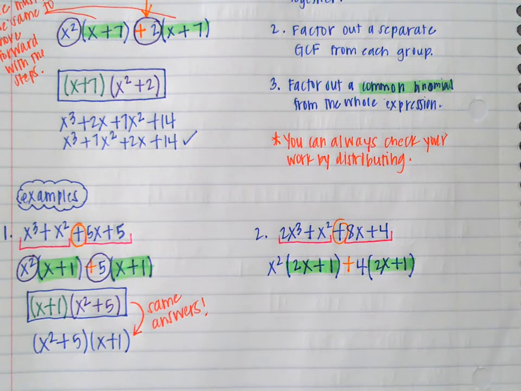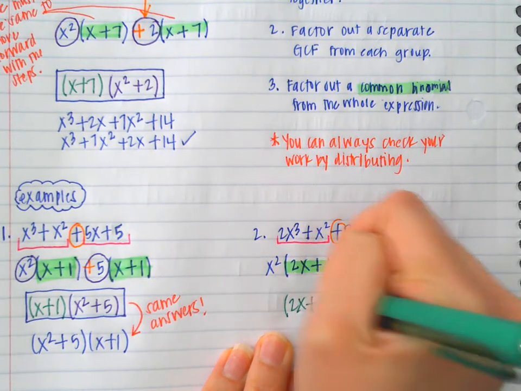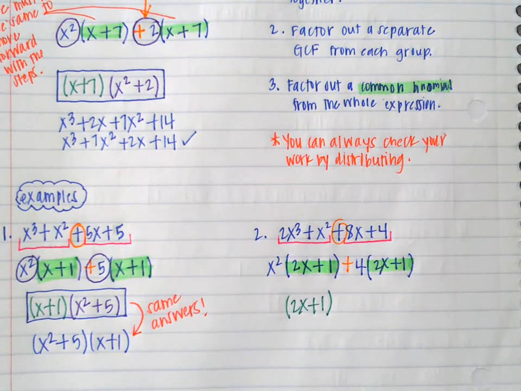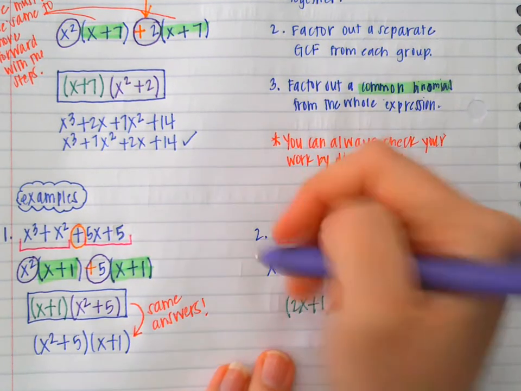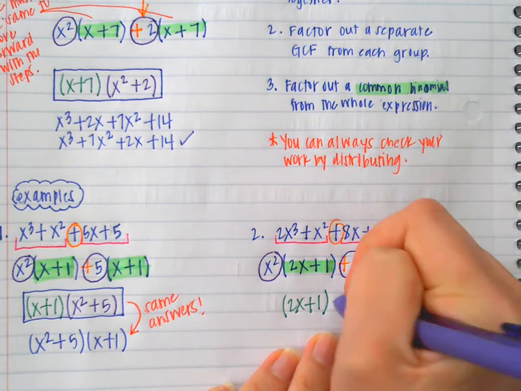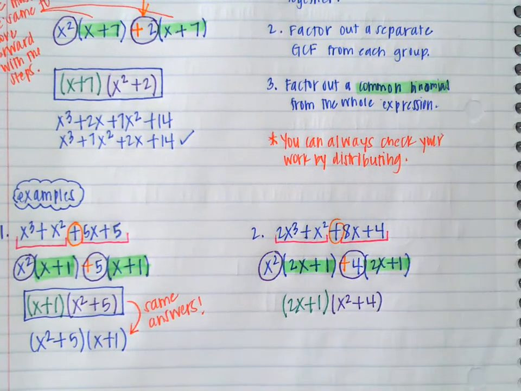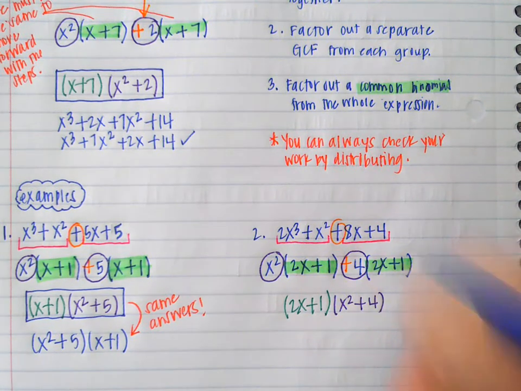So we're going to write that 2x plus 1. And then what's left? What's left is really just what's not highlighted. So the x squared is left and the plus 4 is left. So that's my second binomial, x squared plus 4. And that's my final answer.